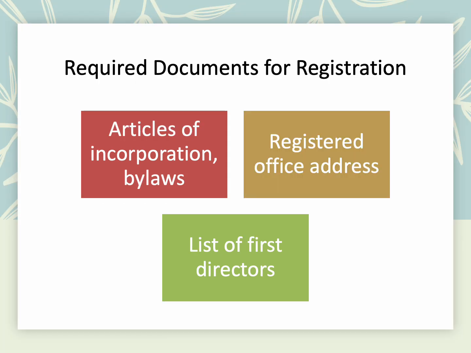Following registration fees, let's explore required documents for registering for-profit corporations in Canada. Key documents include articles of incorporation, detailing the business purpose and share structure, and bylaws, outlining governance rules like shareholder meetings. The registered office address, such as a business's headquarters, and a list of first directors are required. For example, a tech firm might submit these to Corporations Canada.